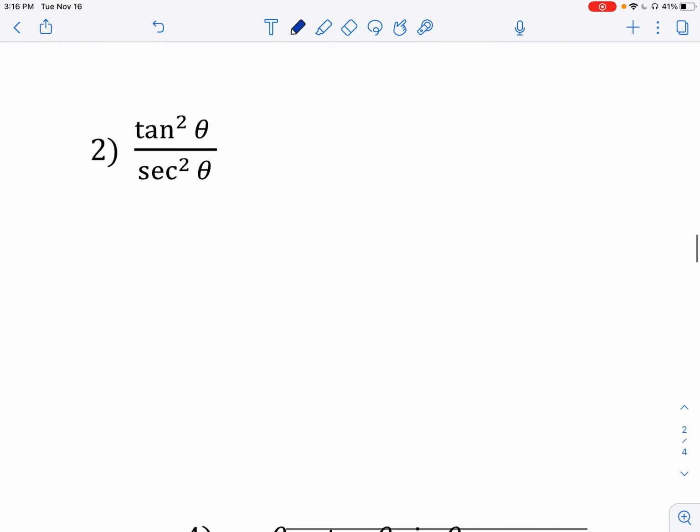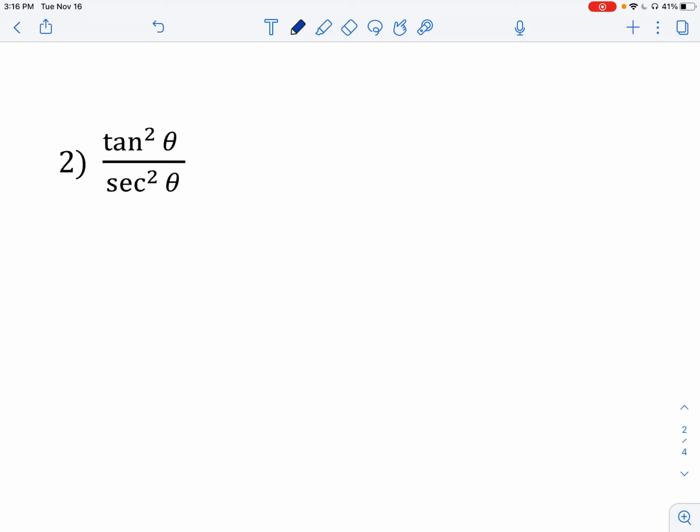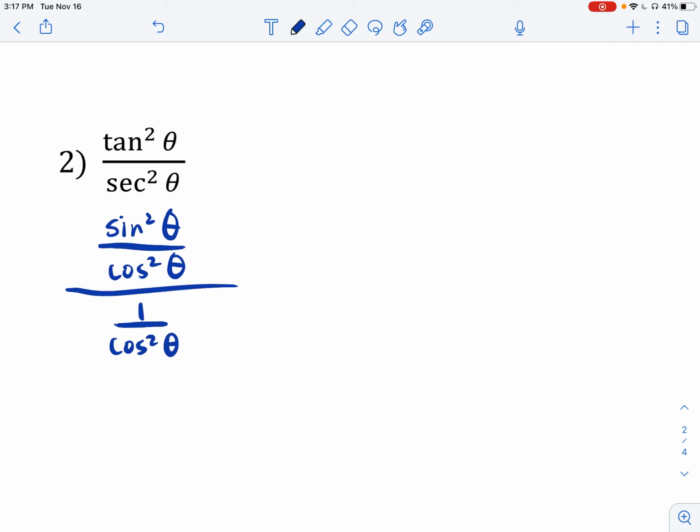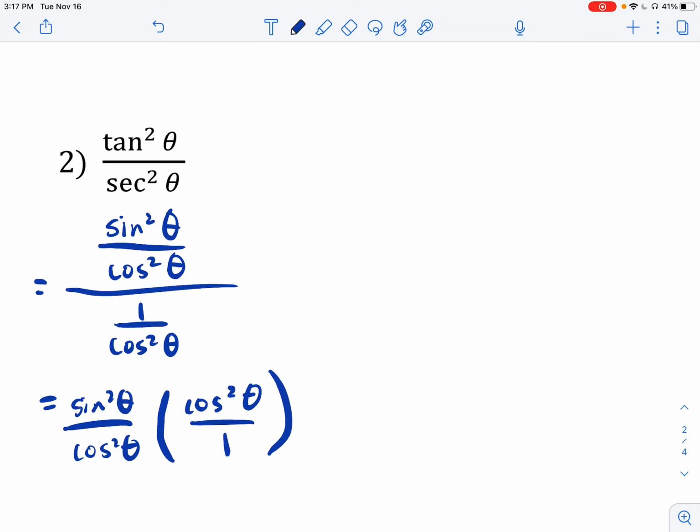Okay? All right, well, let's try another one. Let's try something like this. Well, this one here, I could say the tangent squared theta is equal to sine squared theta over cosine squared theta. And all of this is over 1 over cosine squared theta. And I can rewrite this then as sine squared theta over cosine squared theta times the reciprocal of our denominator, which then just gives us sine squared theta.